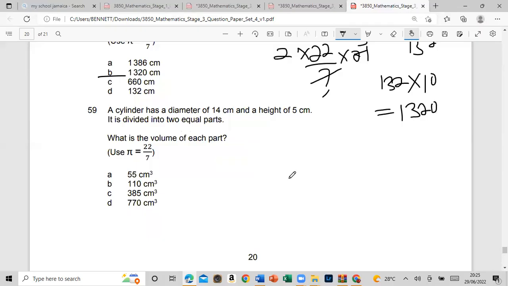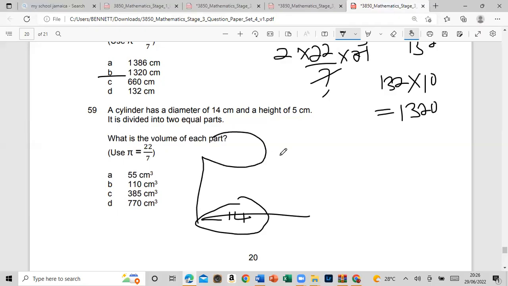A cylinder has a diameter of 14 centimeters and a height of 5, and it is divided into 2 equal parts. What is the volume of each part? I can find for one. A cylinder has a diameter of 14, so this is 14, with a height of 5. It is divided into equal parts. Is it divided like this?